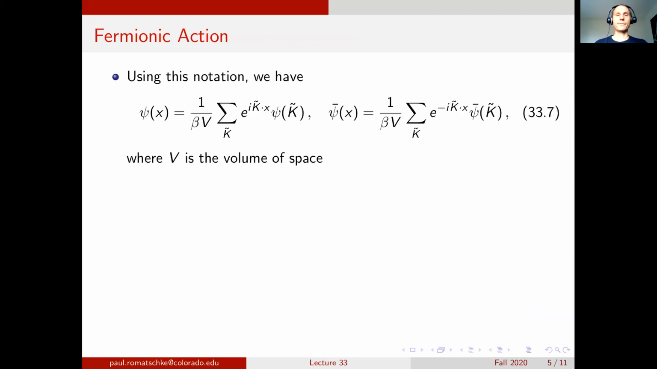In this notation then, the Fourier transform of psi to Euclidean momenta k tilde is given by this equation here. And because psi bar involves the Hermitian conjugate of the spinor, this involves a minus sign in the exponent of the Fourier transform.